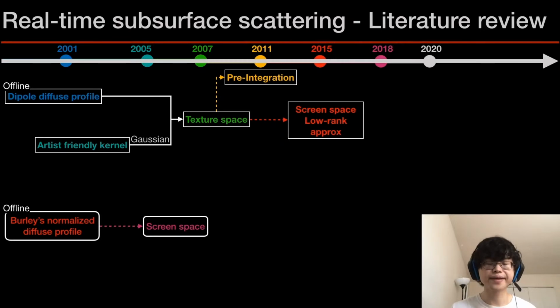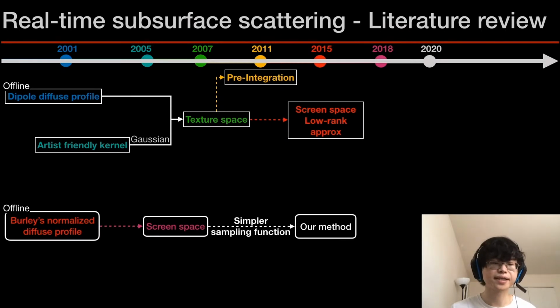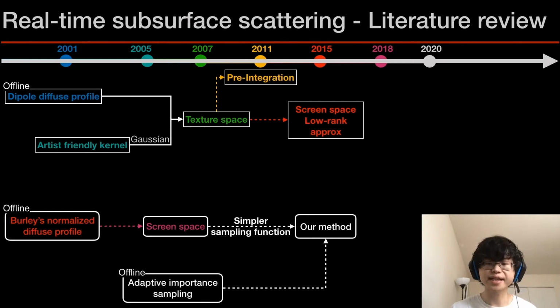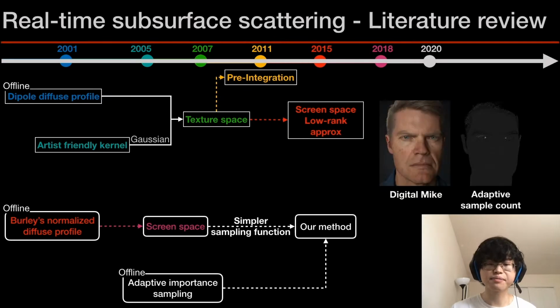So here comes our method in 2020. First, we adopt the simple and more physically correct Burley's normalized diffuse profile. Second, we try for a seemingly impossible real-time monocolor sampling by simplifying the sampling function, and bring an offline technique, adaptive importance sampling, into real time. We can greatly reduce the sample counts required, as shown in the image. Third, we provide a smooth upgrade from artist-friendly separable subsurface scattering.